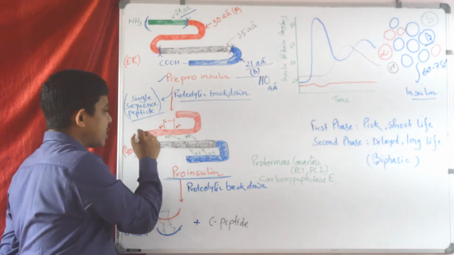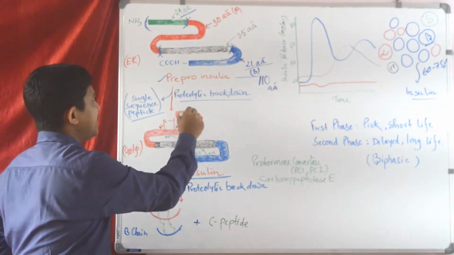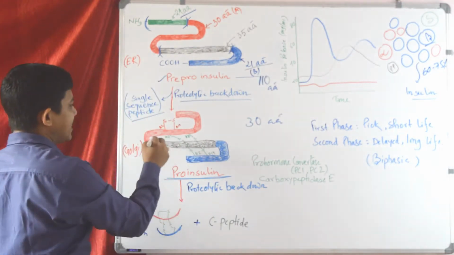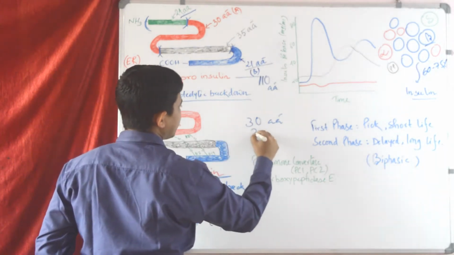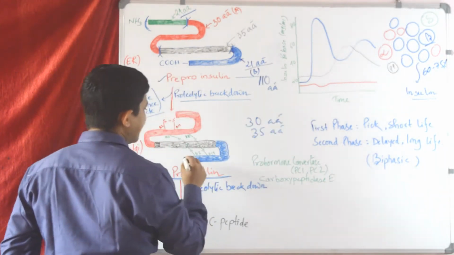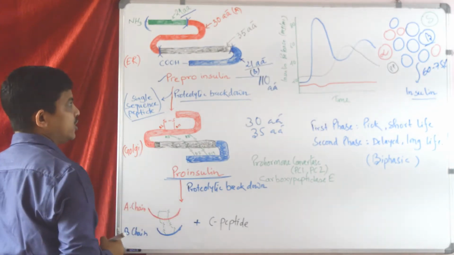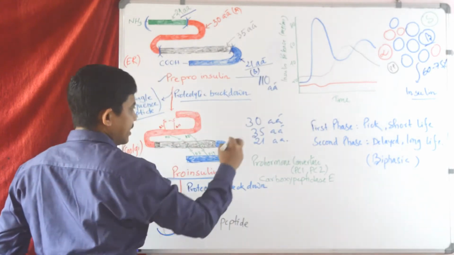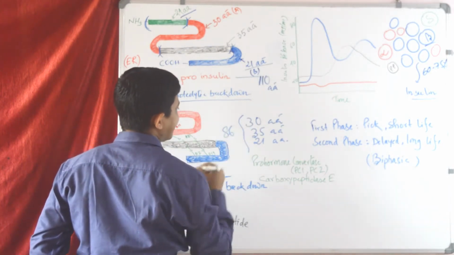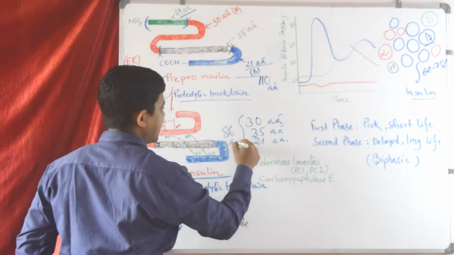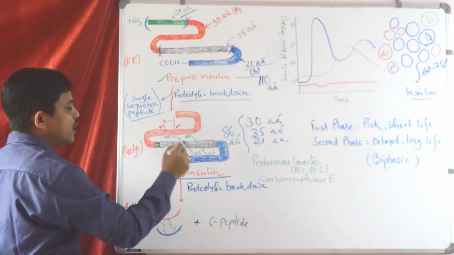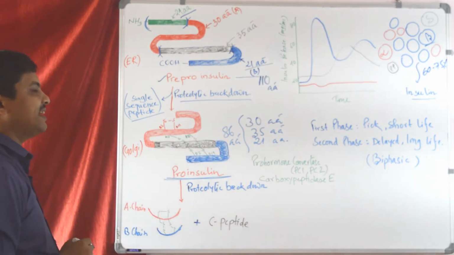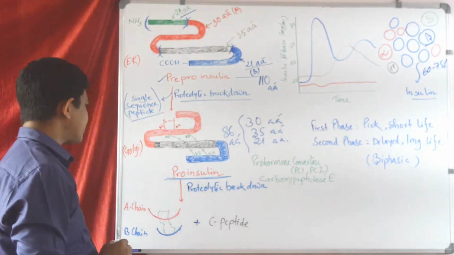Now if you look at proinsulin, it has the A chain, which consists of 30 amino acids, then the C peptide, which is composed of 35 amino acids, and the next is the B chain of insulin, which is composed of 21 amino acids. So together there is an 86 amino acid molecule in the proinsulin.